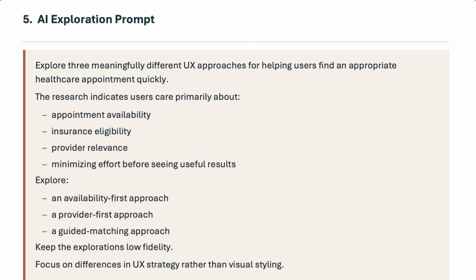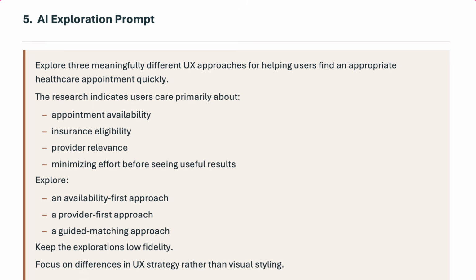Explore 3 meaningfully different UX approaches for helping the user find an appropriate healthcare appointment quickly. The research indicates users care primarily about appointment availability, insurance eligibility, and provider relevance. Explore. And here you go, I'm specifying the directions. I'm not just telling the AI. And that's what I've seen.